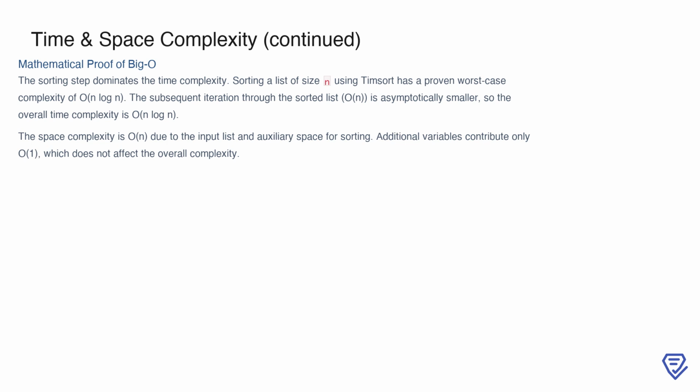For space complexity, the input list and the auxiliary space required for sorting contribute O(n). The algorithm itself only uses O(1) additional space for variables, which does not affect the overall complexity. Therefore, the space complexity remains O(n).